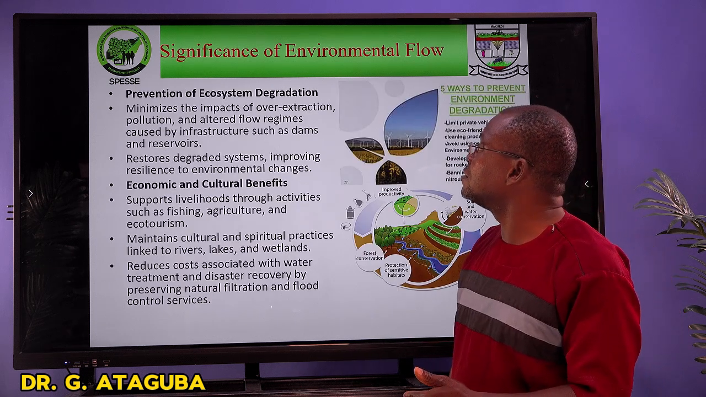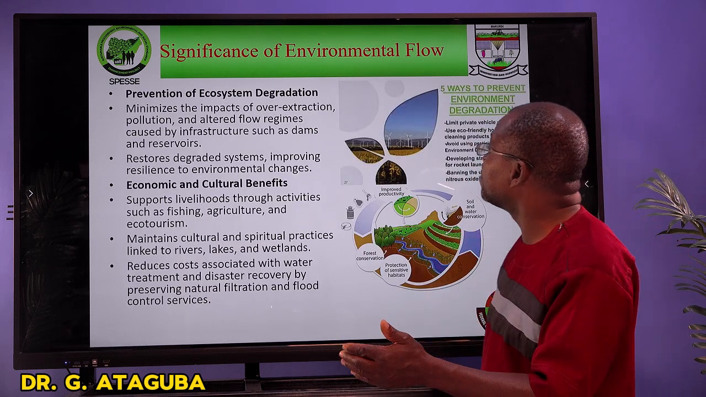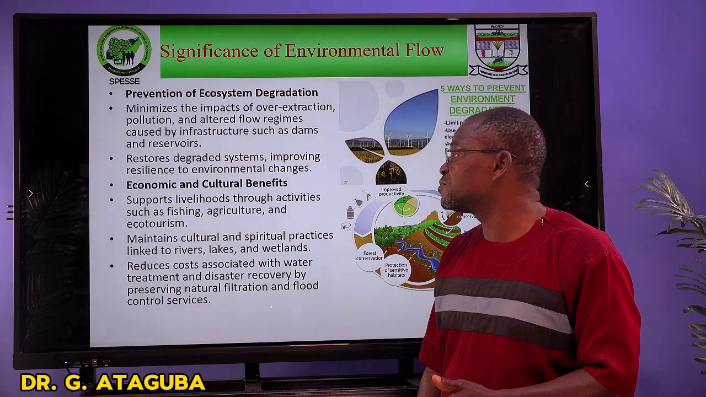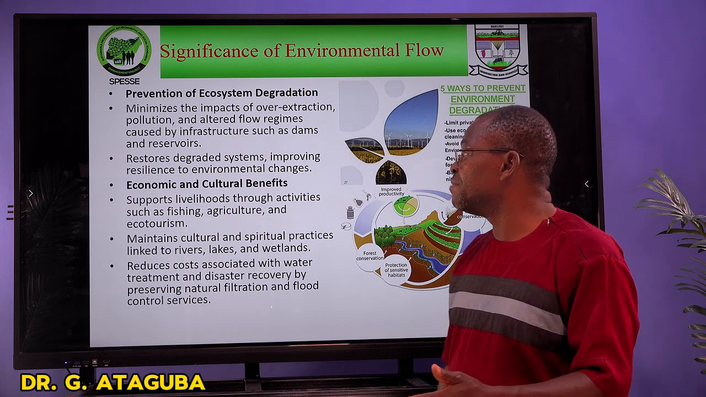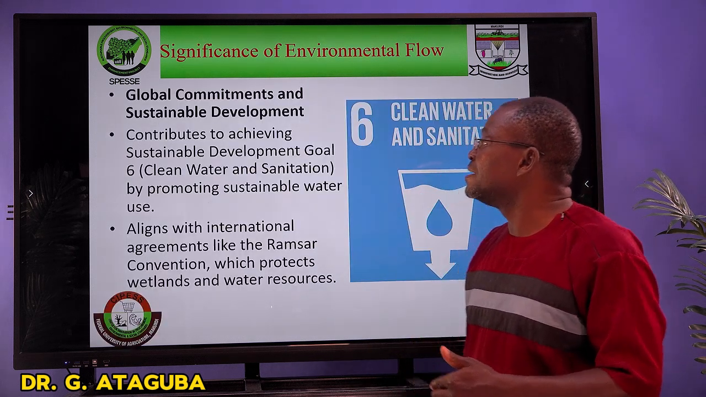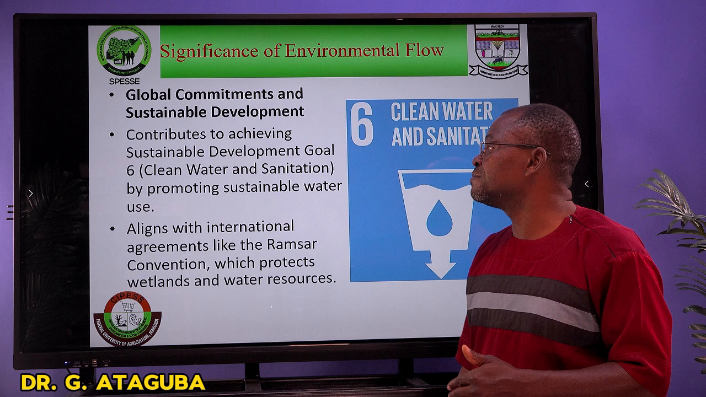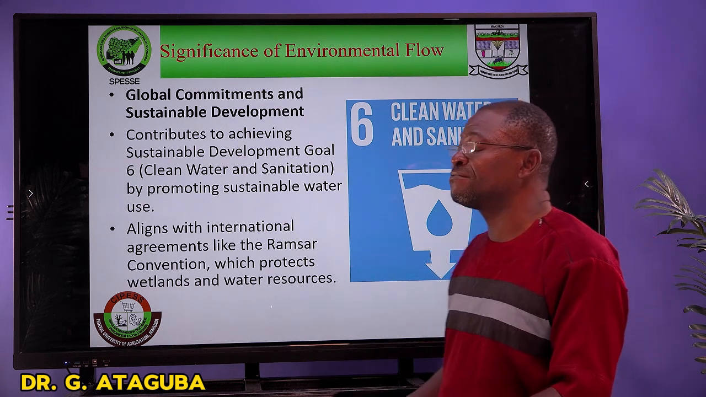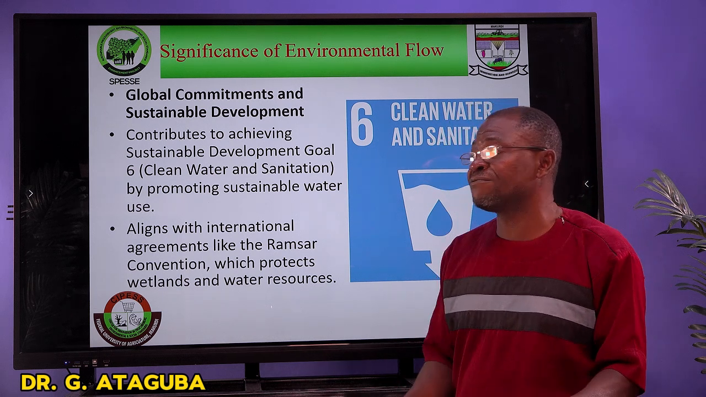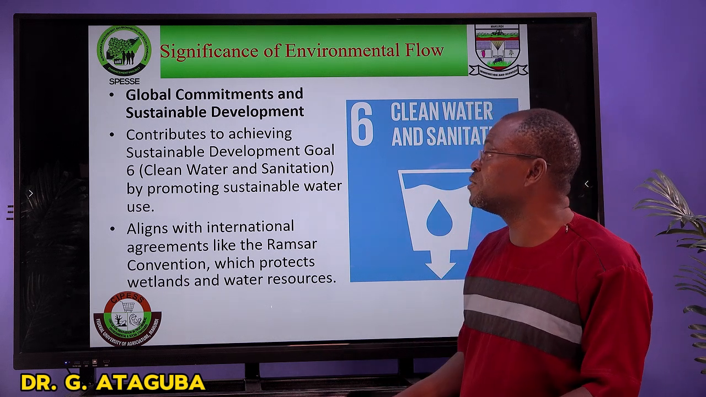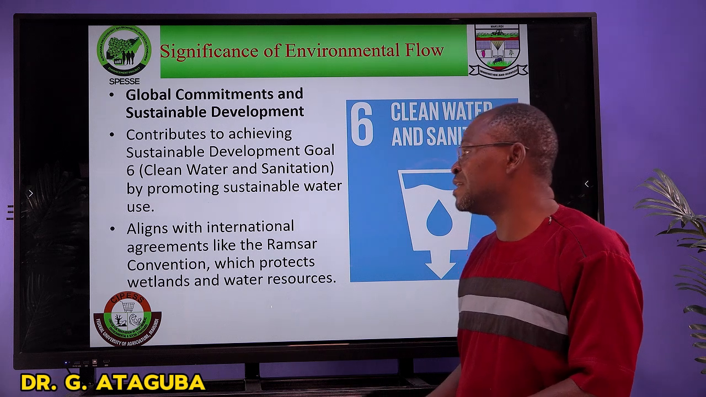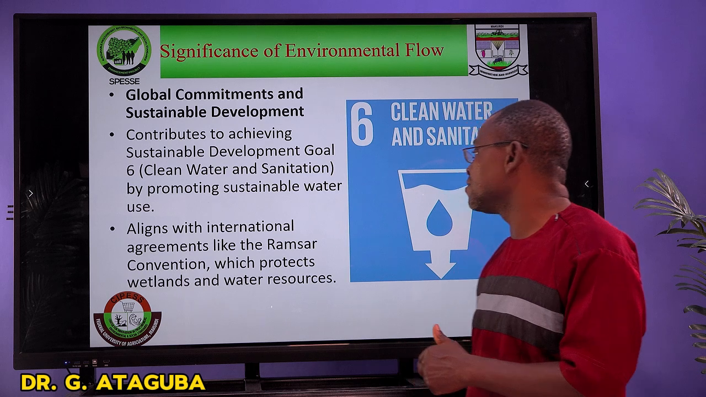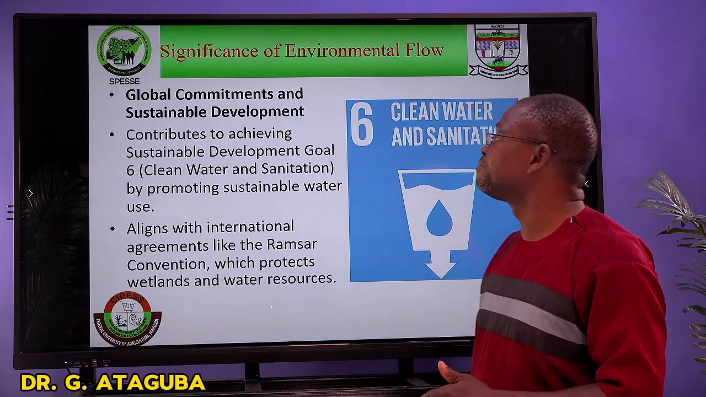So environmental flow is significant because it affects ecosystem health, it affects biodiversity conservation, it affects water security. It also has to do with climate change and then mitigation and adaptation of climate change itself. We also have to understand environmental flow because it helps us prevent ecosystem degradation, and also it has economic and cultural benefits. Most importantly, as a global community, we have the responsibility of joining forces with every other country in the world in order to sustain development. And this is why water and sanitation is part of the Sustainable Development Goals, as we can see, Goal 6 thereof.